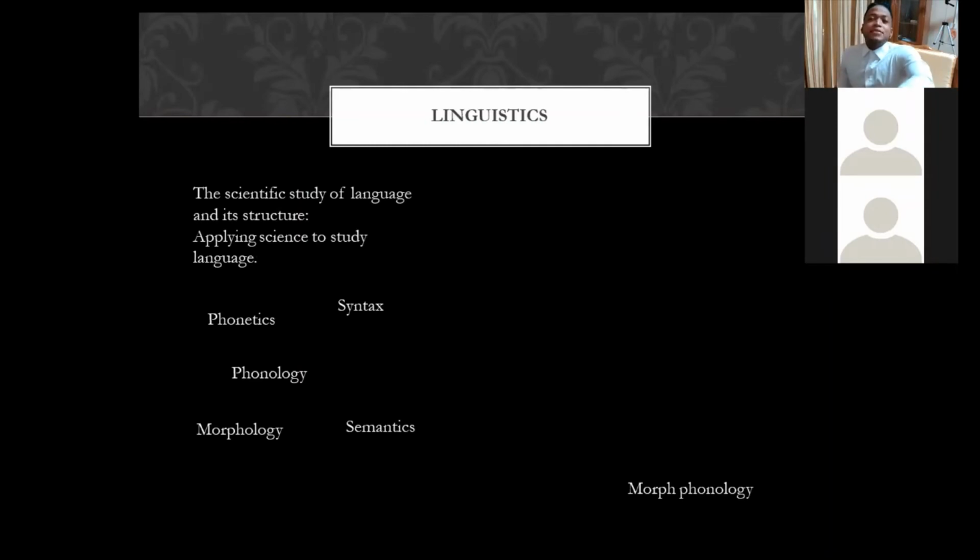Right. We also got semantics under linguistics, and semantics is primarily concerned with meaning. So semantics looks at the meaning behind words. So for instance, the word girl, okay, that's the word girl. But what is the meaning of girl? That's where semantics comes in. It studies the meaning behind the words.